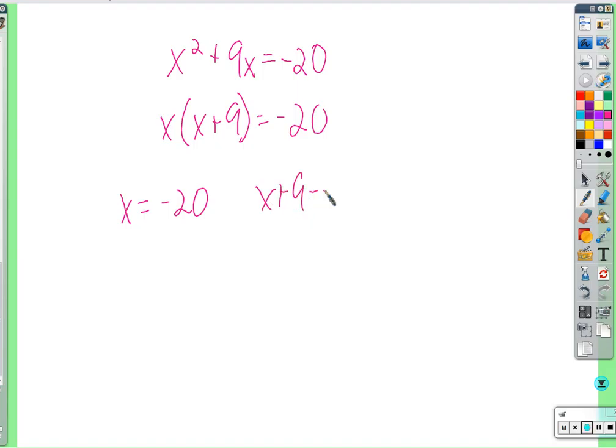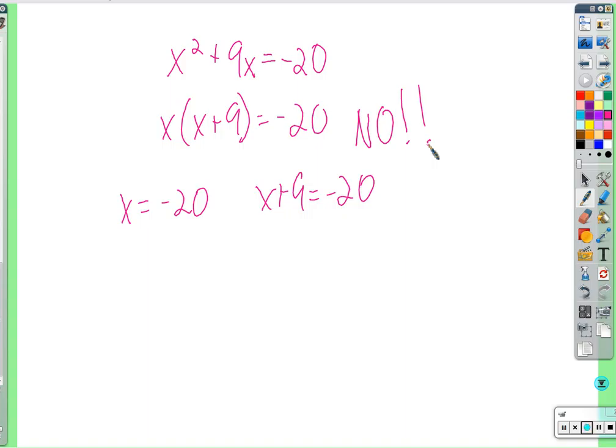I'll factor out an x, get x plus 9 equals negative 20. Right. Factored it, it's factored, it's equal to negative 20. Okay. What happens a lot next is x equals negative 20, x plus 9 equals negative 20. Again, this is a big fat no, don't do this. Okay. But this is what happens a lot. We set each factor equal to the number that's on the right.